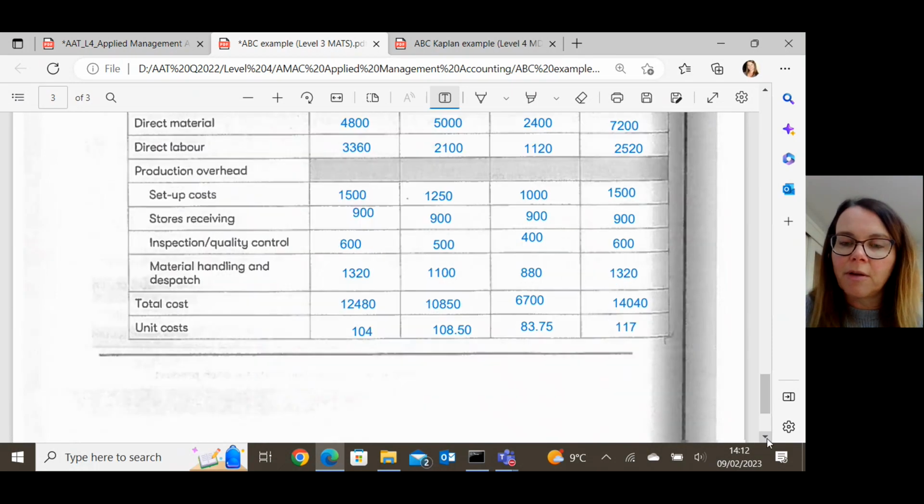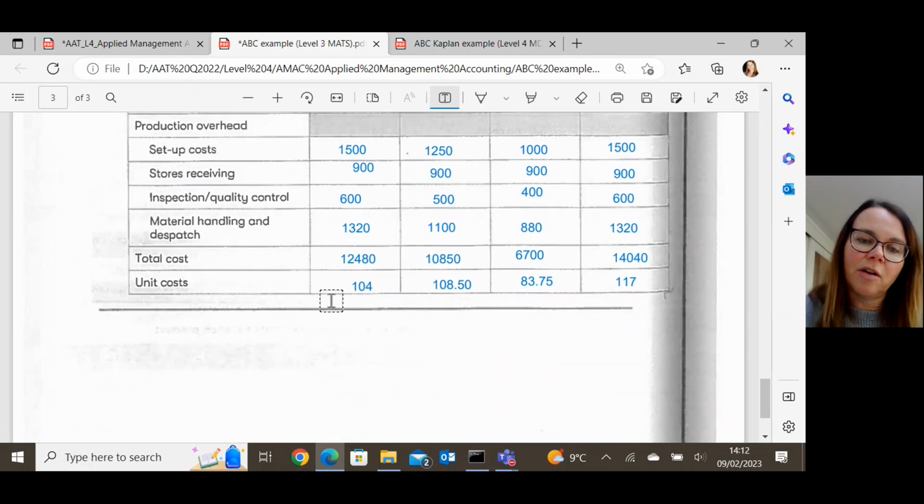Okay, so on completion of all of that, we now have some pretty accurate unit costs. Whereas if we had done that using just traditional absorption costing, each unit cost would not have been so accurate, and therefore our pricing might not have been so accurate. Okay, so that's the first example.